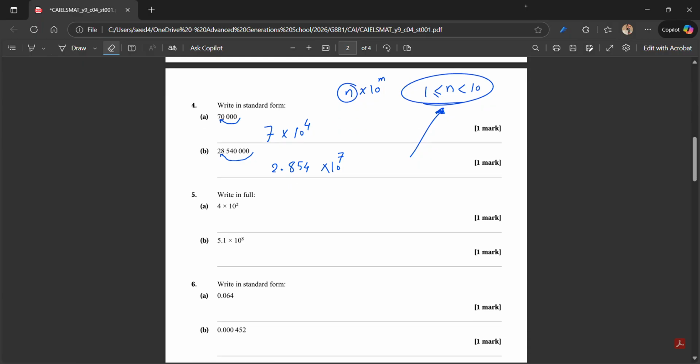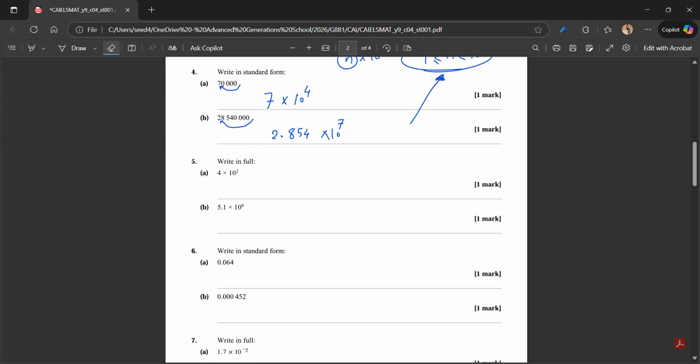After that, let's move to the next question here. He said write in full, and once he said write in full, it means write the full number. Don't forget here it's times and this is positive, so we're going to add zeros to the right side, or move the decimal to the right side. So it will be here 4 and 0, 0, this way.